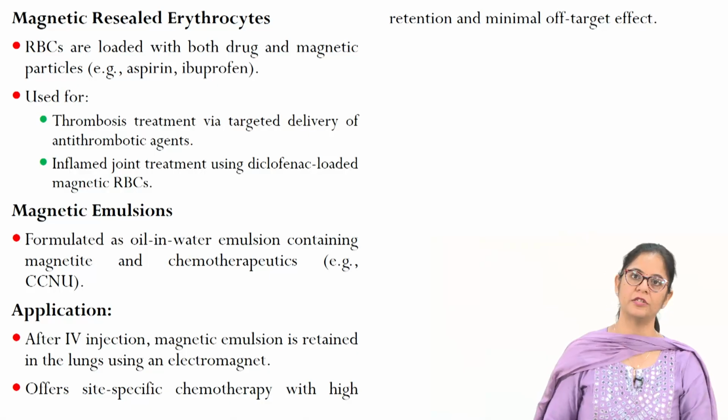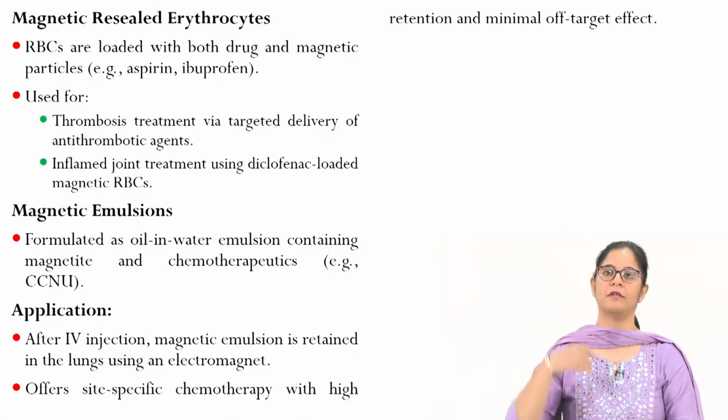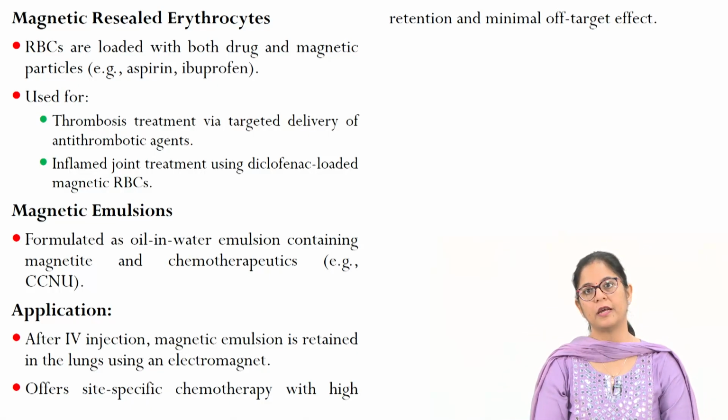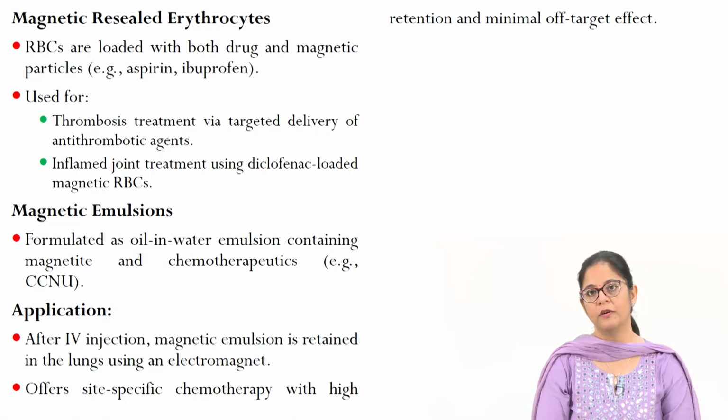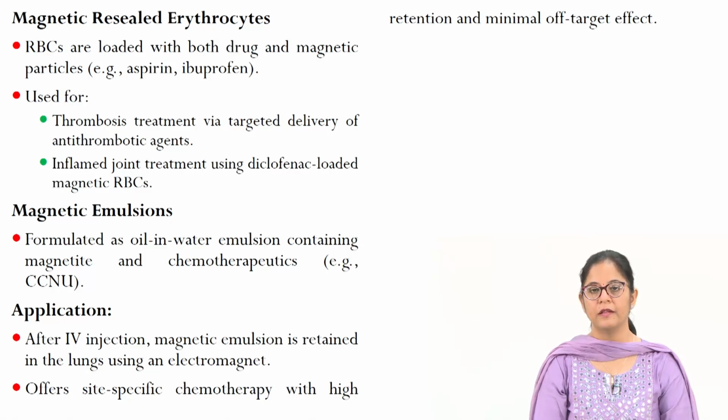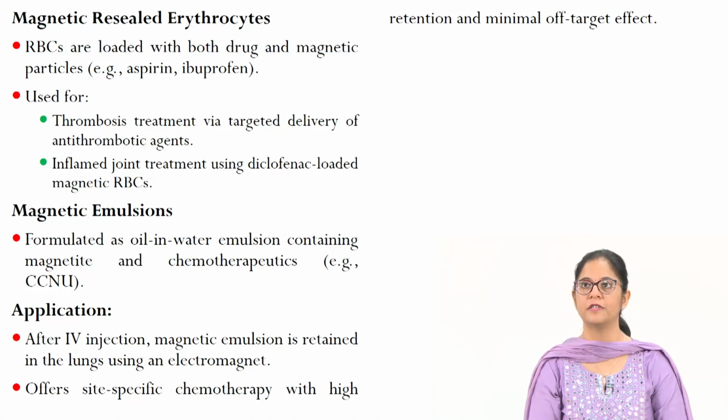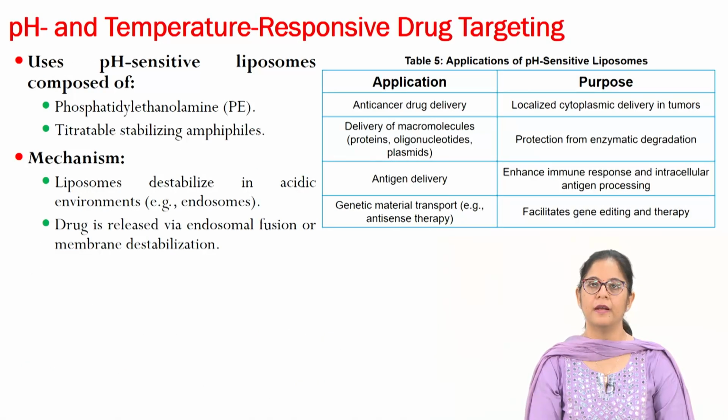The magnetic emulsions are also formulated as an oil and water emulsion containing magnetite and chemotherapeutics. The application could be via the IV route, wherein the magnetic emulsion is retained in the lungs using an electromagnet. This offers site-specific chemotherapy with high retention and minimal off-target effect. Then, pH and temperature responsive dual targeting.